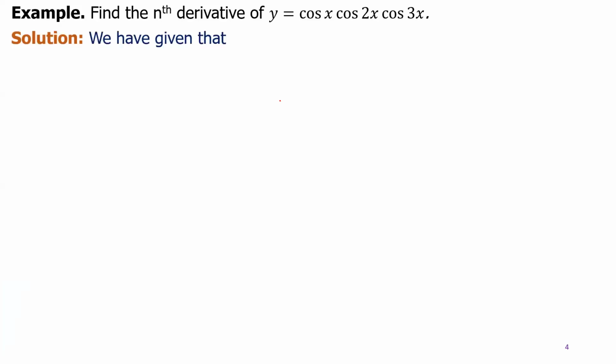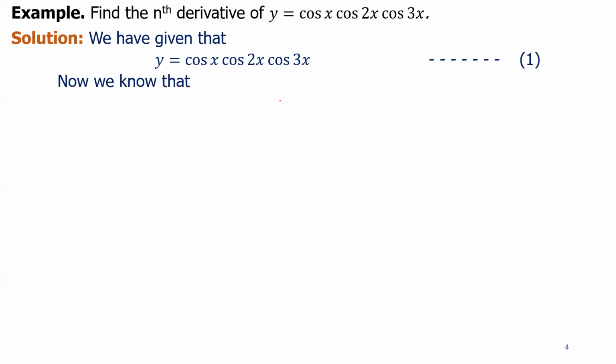In this lecture, we find the nth derivative of the function y is equal to cos x into cos 2x into cos 3x. We have given that y is equal to cos x into cos 2x into cos 3x.